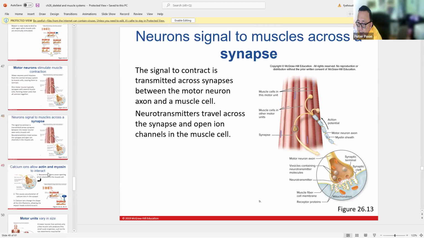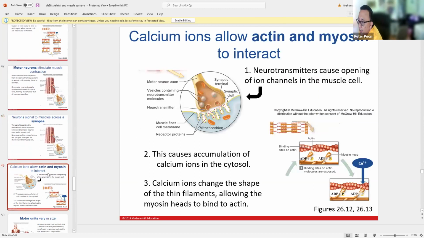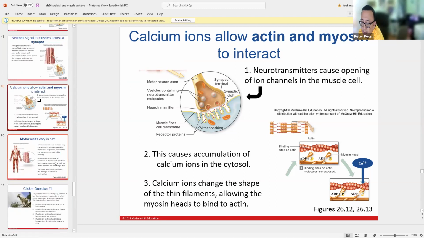Neurotransmitter, synapse. So what actually happens when muscles contract is that the signal comes down the nerve, it releases the neurotransmitter into the synaptic cleft, and this causes a release of calcium, and calcium allows the muscle filaments to contract.